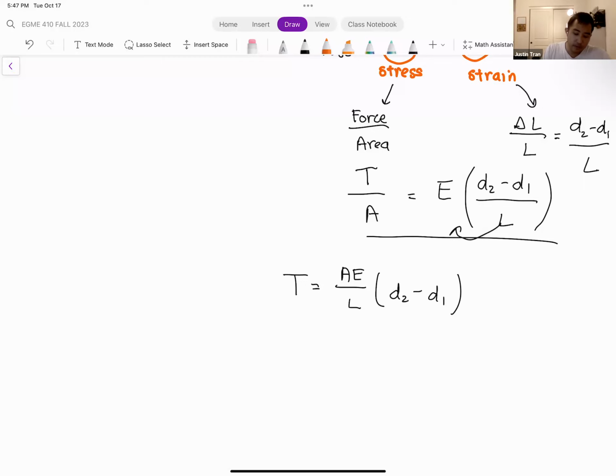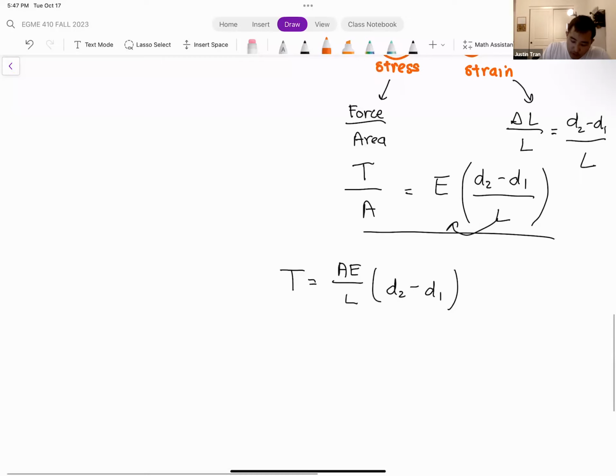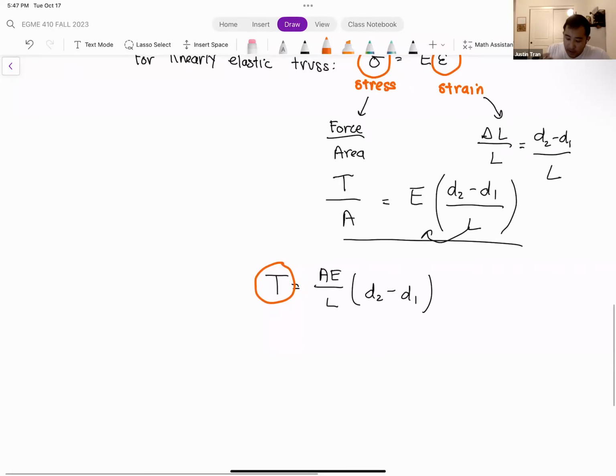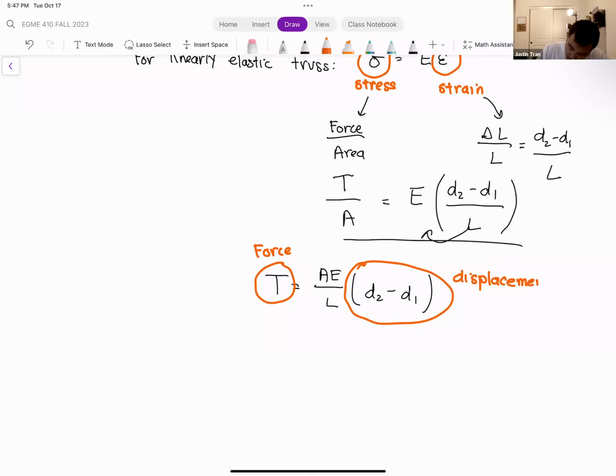So this is good because if you notice what I've done here, by multiplying both sides by A, on the left-hand side I've gotten something with force, essentially. What I've also done here is isolate the difference in the displacements. This is starting to look like our spring element, right?